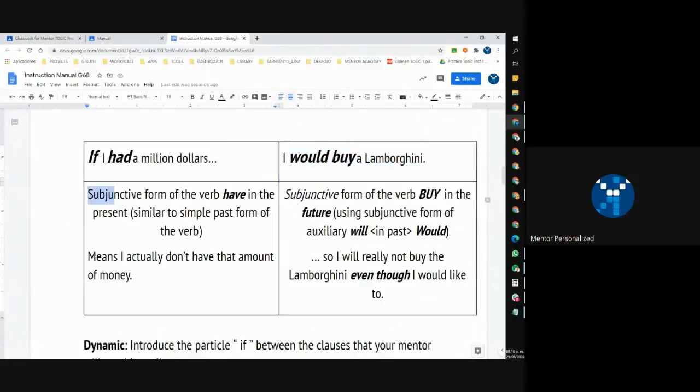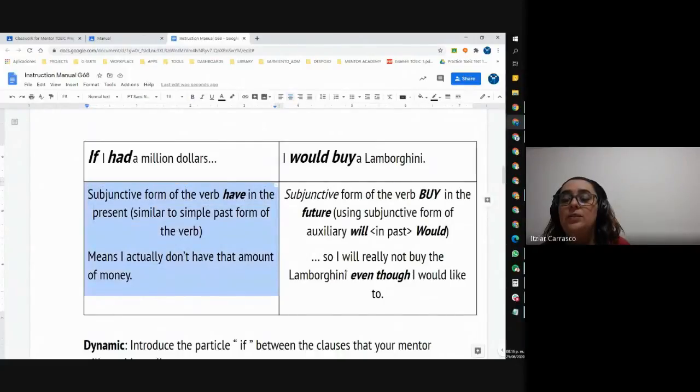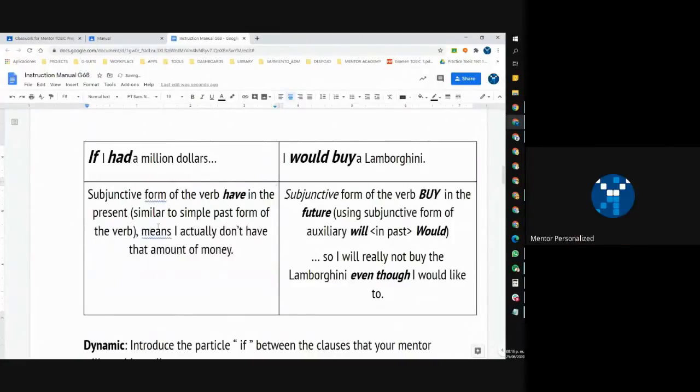Right. So in this case, the subjunctive form of the verb have. Can you continue reading? In the present, similar to the simple past form of the verb, it means I actually don't have that amount of money. That's right, exactly. This is not real. I don't have this amount of money. Very good. So this is an imaginary situation. It's similar to simple past, but it is not simple past. It's the imaginary situation.